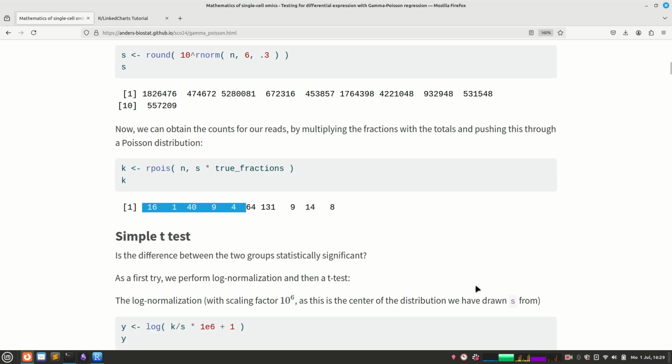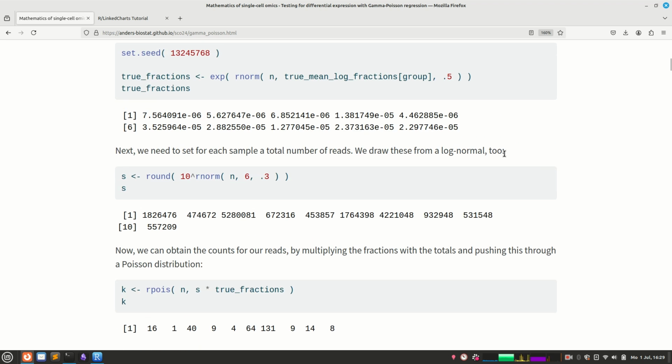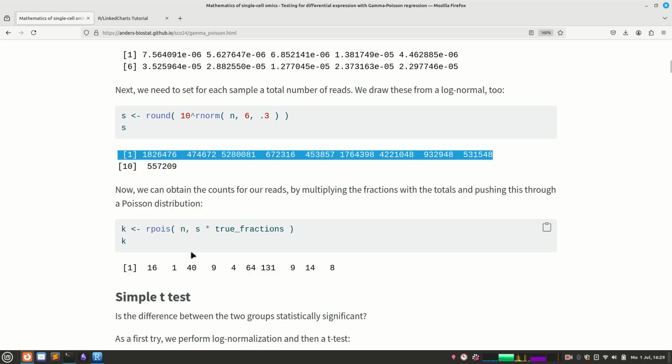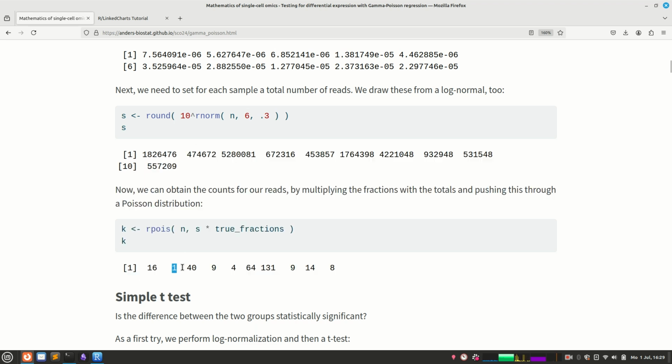And the first thing I can do is to do a completely normal t-test. Because this is up to here, it was simulated data. This was sort of unknown to the experimenter, and this is now the data that the experimenter would get. These totals and these individual counts.